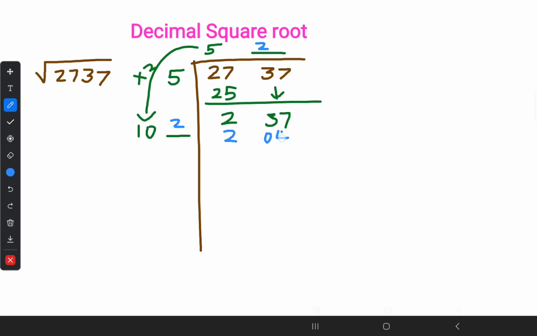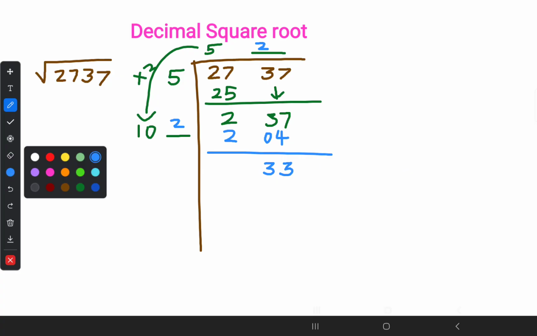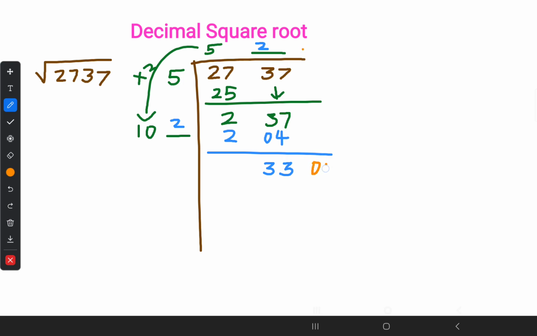204. Then let's subtract. Give you 3 and 3. Only 33 remaining. Now we don't have any numbers to divide. That's why let's place the decimal here and lend a pair of zeros.